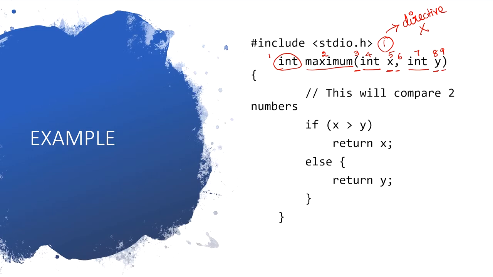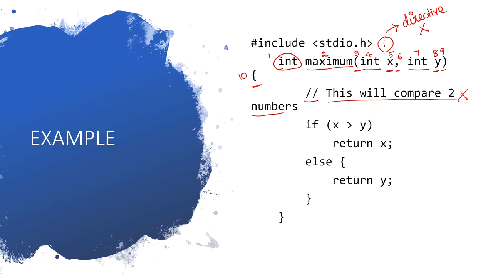Then a left open parenthesis. So this is also a token. So token number 10. Then what is this? So this is double slash. Double slash means it is a comment statement. Usually comments will be ignored by the lexical analyzer. It won't consider the comments while forming tokens.